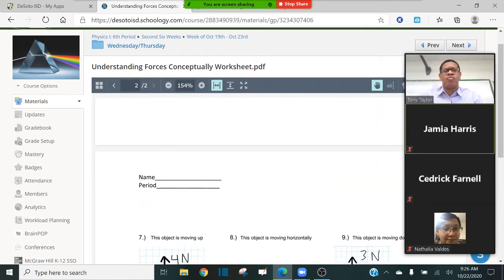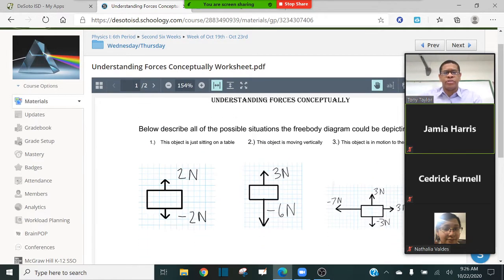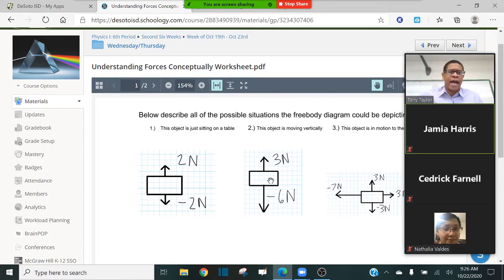Whenever you guys are writing out your answers, you do not have to draw these diagrams here. You can if you want to, but you don't have to. I'm mainly looking for your solutions to all 12 problems. Then you're going to take a picture of it and upload that into Schoology. That is what is on the agenda for today.